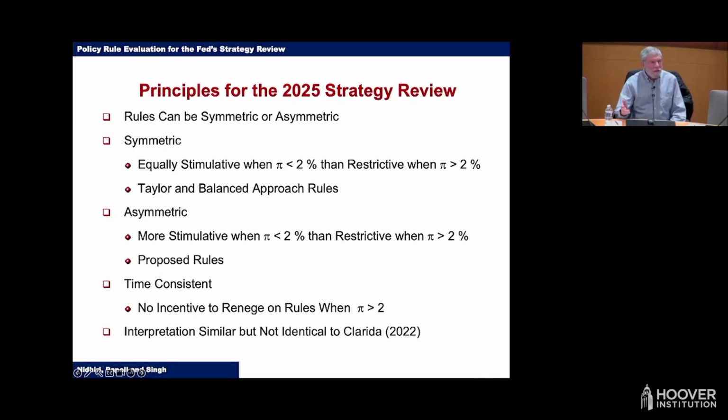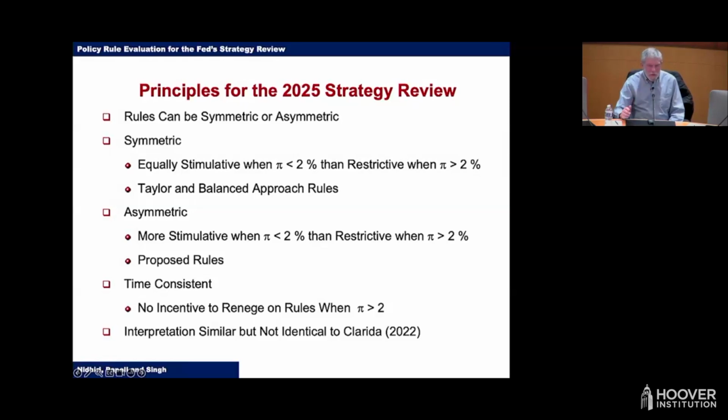Okay, so principles for you. Your rules can be symmetric or asymmetric. Symmetric would mean equally stimulative when inflation's under 2% as restrictive when inflation's above 2%. Traditional Taylor and balanced approach rules satisfy this. The 2012 statement satisfies this. Asymmetric means more stimulative when inflation's below 2% than restrictive when inflation is above 2%. And I will show you two proposed rules that, in my mind, satisfy the asymmetry and the focus on the effective lower bound, but are time consistent.